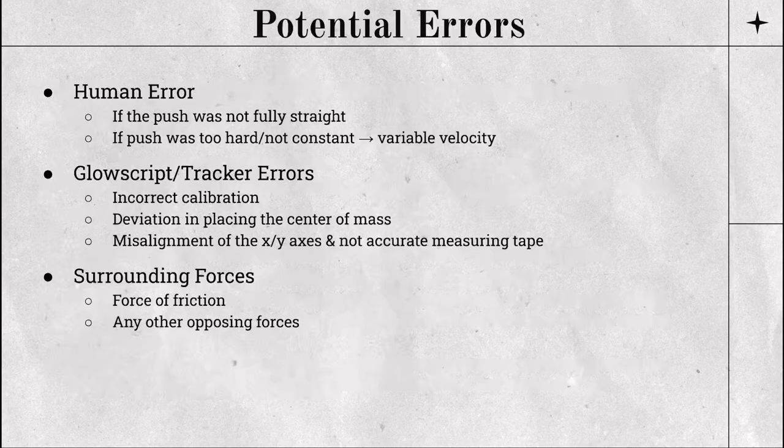And then some other potential errors would be human error, if the ball was not pushed fully straight, or if the push was too hard, making the velocity not constant, and some GlowScript or computational errors, which include incorrect calibration, deviation from placing the center of the mass, or misalignment of the axes, and then again surrounding forces like friction and any other opposing forces.